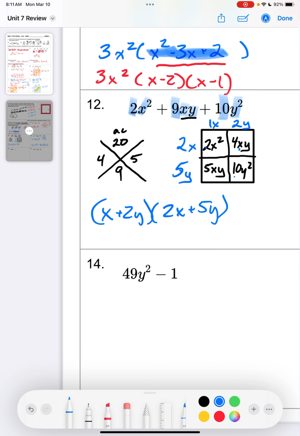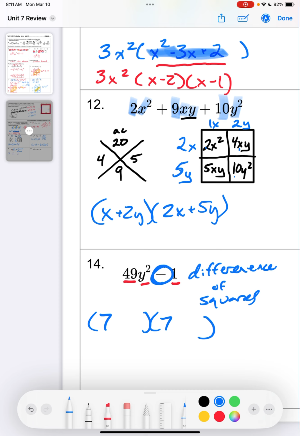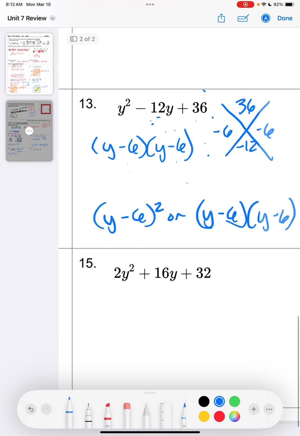14, hopefully recognize 49 is a square, so is y squared, so is 1, and it's subtraction. So this is the difference of squares. 49 is the result of 7 times 7. Y squared is the result of y times y, and 1 is the result of 1 times 1. And then we just put in our opposite signs. 7y plus 1, 7y minus 1.